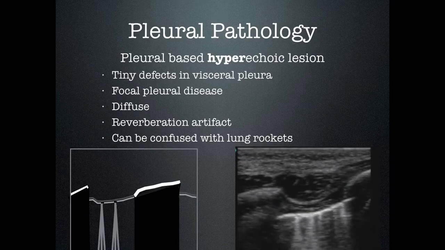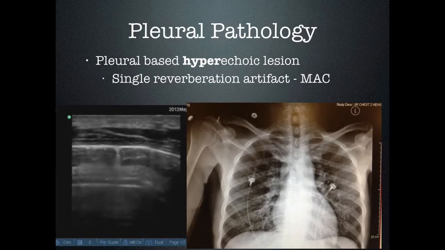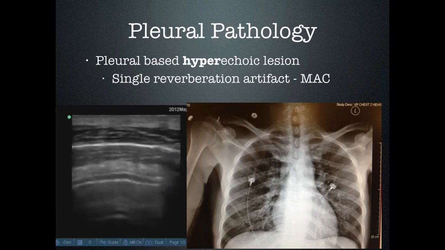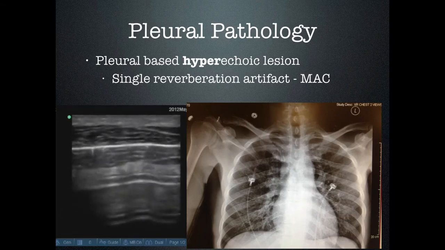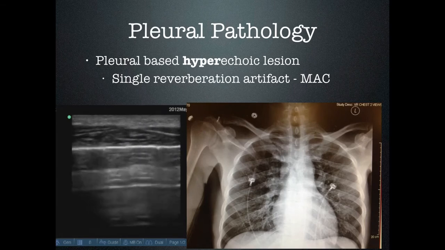This is truly not a lung rocket, and many people confuse pleural pathologies with lung rockets. These are not lung rockets. They are not an air fluid interface, but a problem with the pleura itself. In this patient, we can see these hyperechoic lesions right along the pleura, and they slide with lung motion because they're on the visceral pleura, and they cause this reverberation artifact.